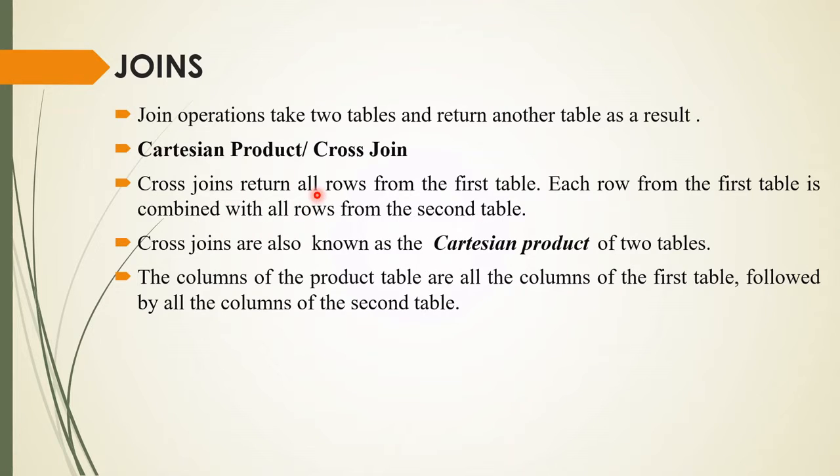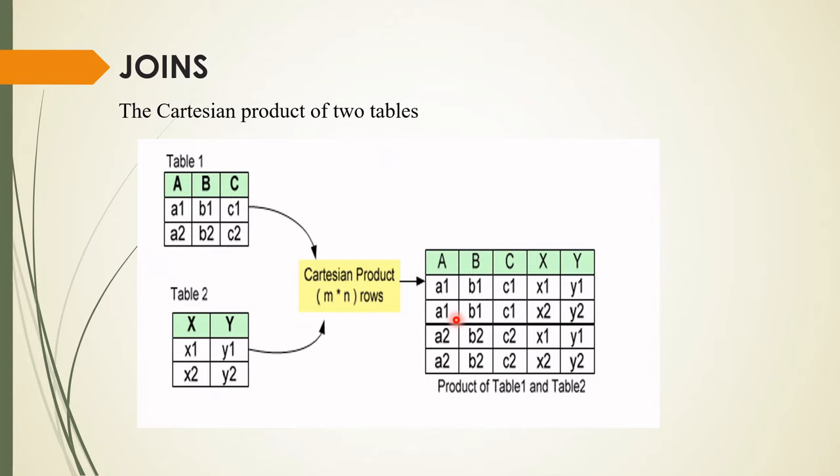In cross join, it returns all the rows from the first table, in which we have two tables. So all rows from the first table are combined with all rows from the second table. Cross joins are also known as Cartesian product of two tables. The columns of the product table are all the columns of the first table followed by all the columns of the second table. Okay, so see the example.